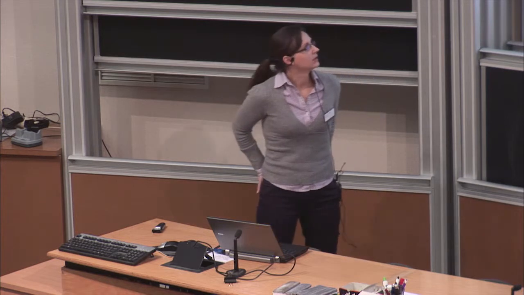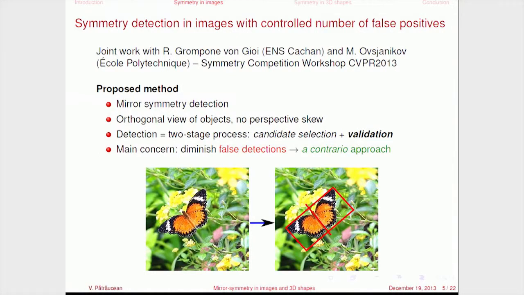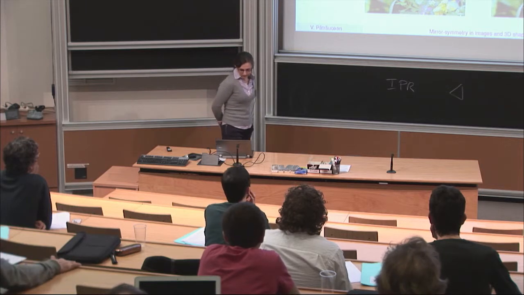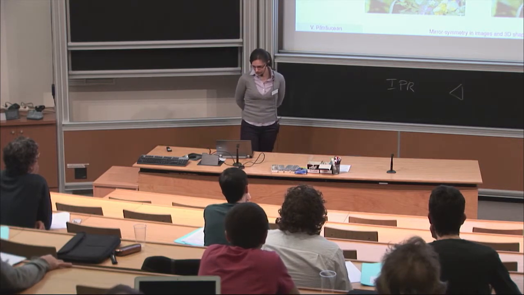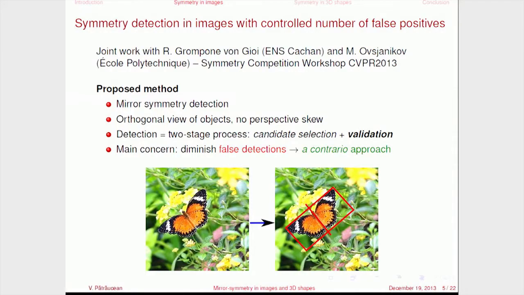Our method deals with mirror symmetries. When I'm given an image like this one, we report a bounding box showing where the symmetric object is, and this is common in symmetry detection works to represent the symmetric objects through bounding boxes. We assume an orthogonal view of the objects, no perspective skew, so this is a limitation. And the main difference with respect to existing works is that we consider the detection as a two-stage process. So first we have a candidate selection, and then we add a principled validation.